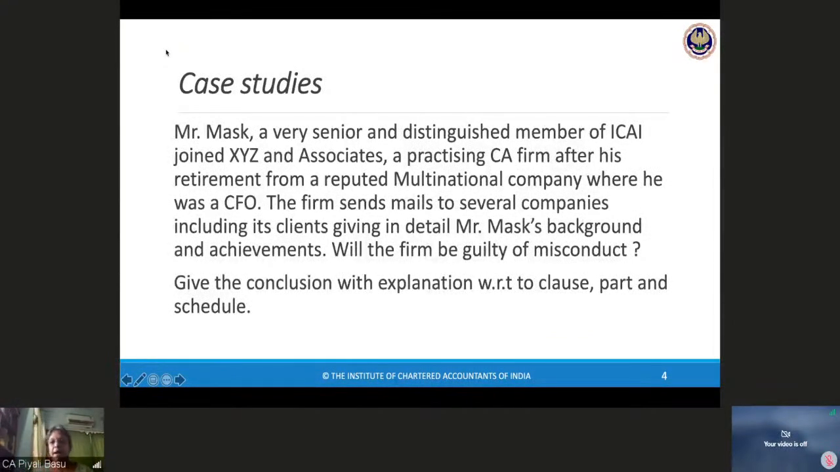But talking about his achievements and all are actually giving rise to misconduct due to solicitation and advertisement. It is not correct. So he is also guilty under clause 6, clause 7. Yes.